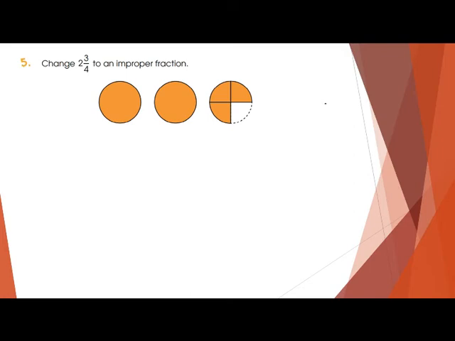Now we will do another part, question number 5. In question number 5, change 2 and 3/4 to an improper fraction. You have to change it into an improper fraction. First of all, you have to check how many parts are there? 4. And how many parts are there? We don't know. So we will find out by using this method. 1 2 3 and 4. It means each circle is divided into 4 parts, like this.